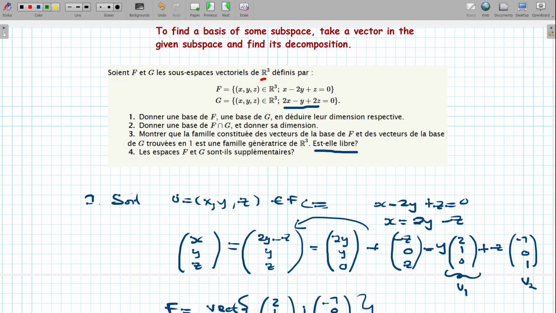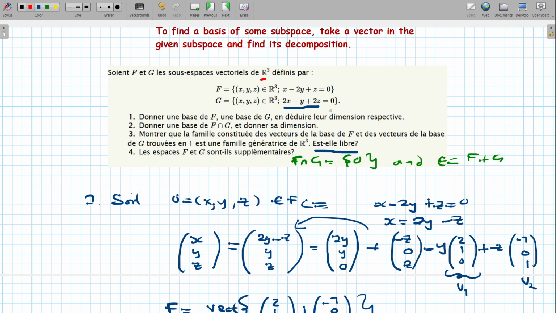C'est bon? Then the last question is also very simple. Les espaces F et G sont-ils supplémentaires? La réponse est non. Because if they have to be supplémentaires, they have to be en somme directe, meaning F inter G has to be reduced to the 0 vector. Okay? And E has to be equal to F plus G, meaning every vector in E can be decomposed into the sum of an element of F and an element of G. Okay? This condition has been violated.